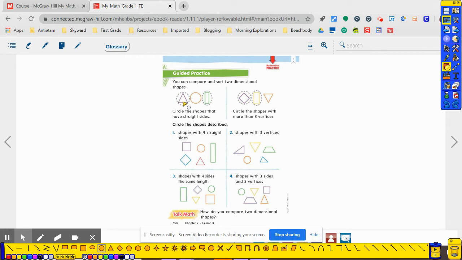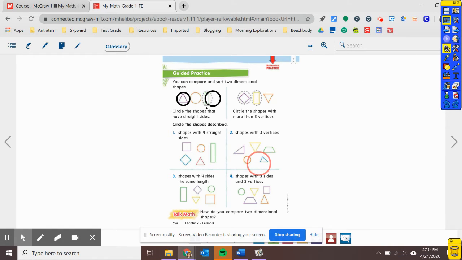Okay, a triangle has some straight sides, so I'm going to go ahead and circle the triangle. Has three straight sides. Circles have zero straight sides, so I can't circle that one, but a rectangle has four straight sides. Whoops. So I can circle, oh my goodness, there it is, my rectangle.